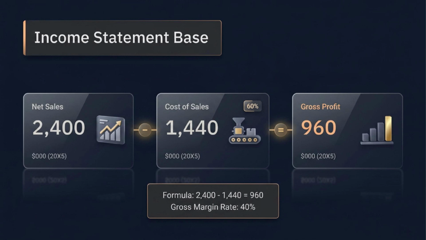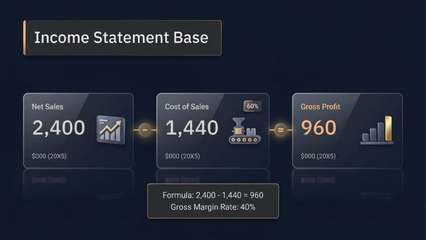We begin with the income statement base. Northbridge has net sales of $2,400,000. Cost of sales is $1,440,000. So gross profit is $960,000. The calculation is simple. 2,400 minus 1,440 equals 960. This also gives a 40% gross margin.